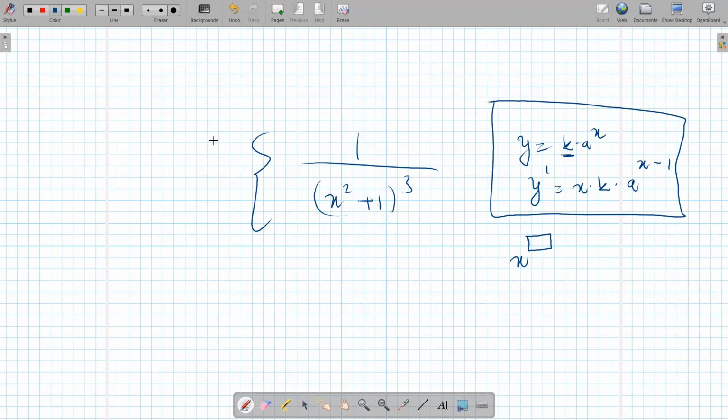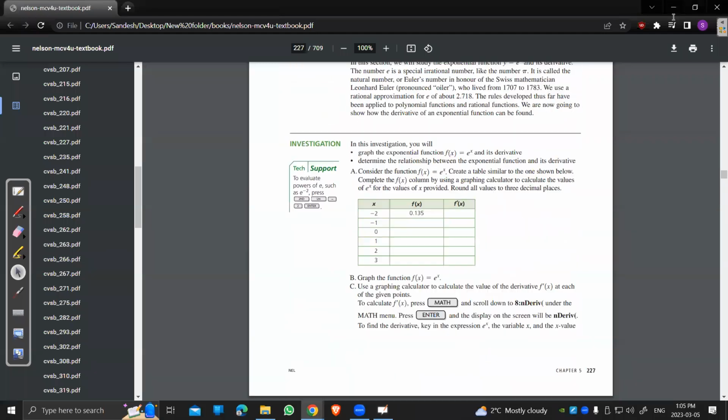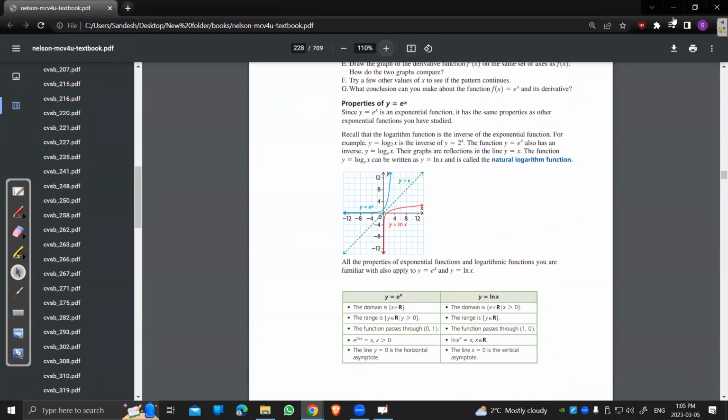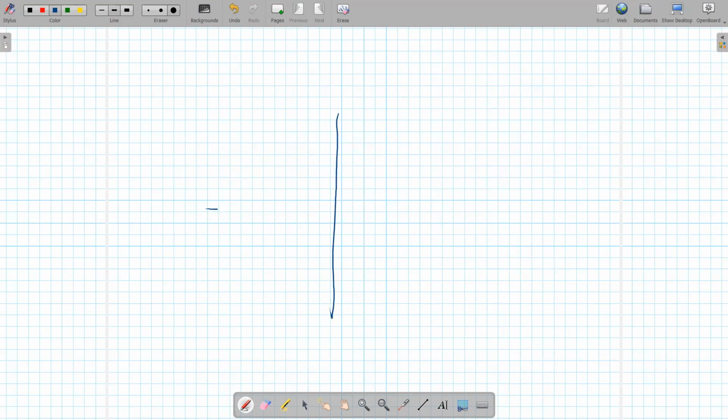But what if you are unable to do this, right? If you can't write something like this, then you can't use this rule. To understand that, let's look at a function which is an exponential function. We've done this in the past a while ago. So basically, an exponential function is something that grows exponentially.